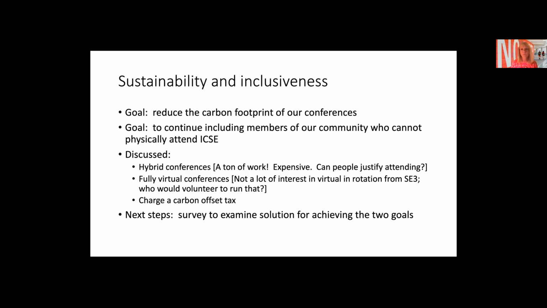And so who will volunteer to just do that? I mean, you know, the work that goes into a conference, people want to bring all of their friends from all over the world into their community. And if you don't have that, will people be willing? So that was the downside. The other thing that was discussed was to have some kind of a carbon offset tax as part of the registration. And we have some next steps.